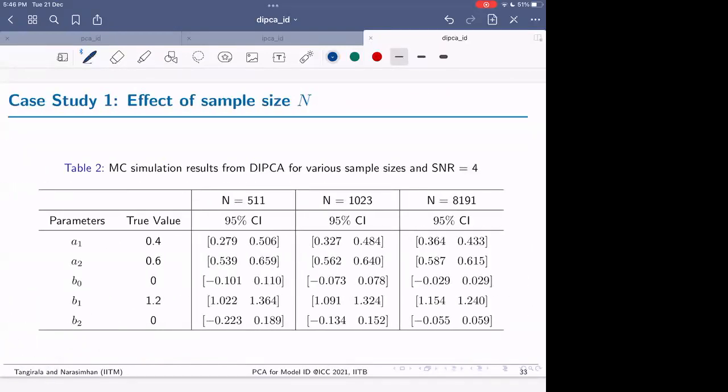We also observed that the estimates are consistent. So we did Monte Carlo simulations for different sample sizes, setting the signal to noise ratio as 4. And you can see the width of the confidence intervals shrinking as the sample size increases. So we go from 5, we double, and then we almost make this 8-fold. You can see that the confidence intervals are shrinking, right? Okay, so that at least gives hope for consistency.